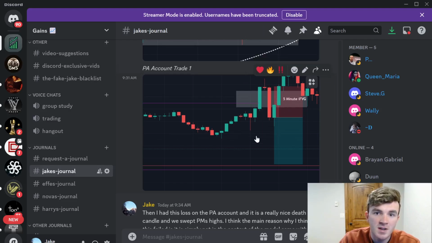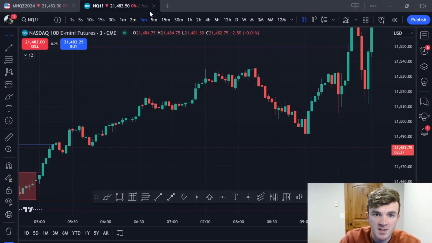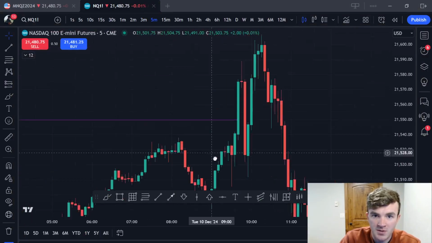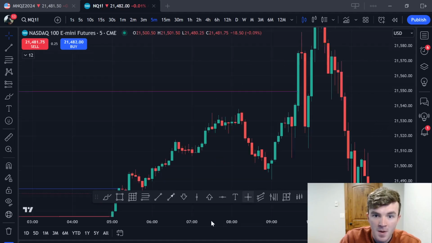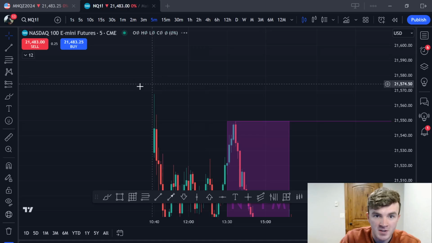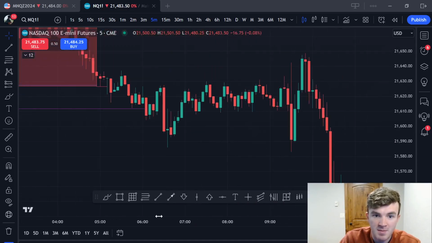If it doesn't have a good sweep, it's not going to work as well. And you can see that we did sweep New York PM's highs, but this wasn't the kind of sweep you want to see. For instance, I will show you a little bit more of what I mean. So here's that inversion, right? Compare this to the one from yesterday. This was the setup that was in my mind from yesterday.